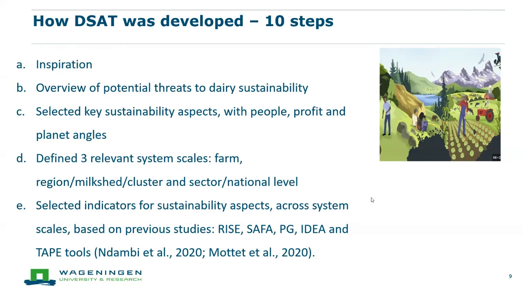So the fifth step is where we did a selection of indicators for sustainability. What we did, we picked up some aspects which run across various systems and the different scales. So the farm, the milkshed, or the region, and also at national level. And we based our assessment or our search on several previous studies.